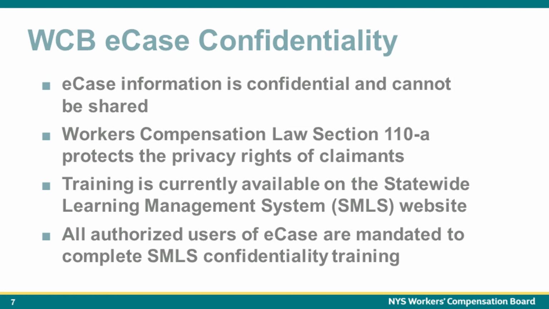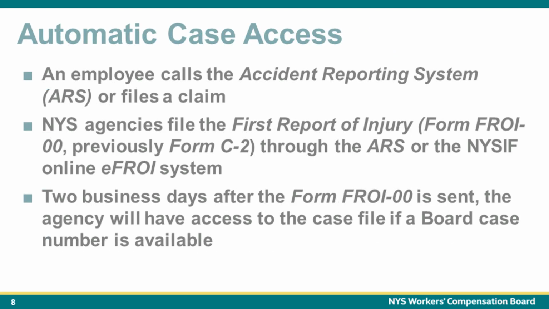Each individual agency determines which individuals should have access to eCase. The first step in obtaining access to eCase is the filing of a workers' compensation claim. First, an employee calls the ARS, the Accident Reporting System, or files a claim. New York State agencies then file the first report of injury, Form FROI 00, previously Form C2, through ARS or through the State Insurance Fund's online eFROI system. 2 business days after the Form FROI 00 is sent, the agency will have access to the case file if a board case number is available.